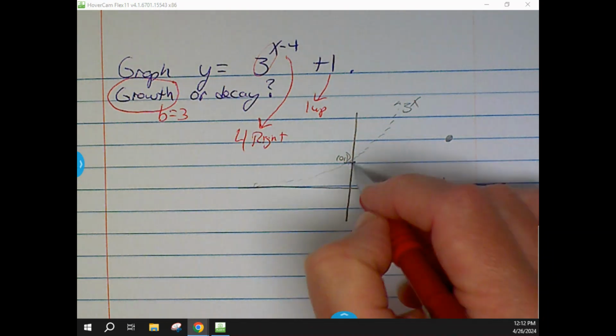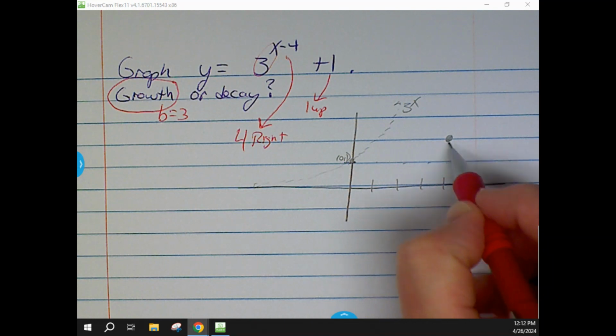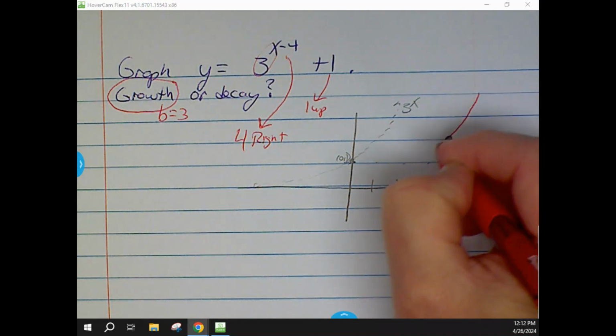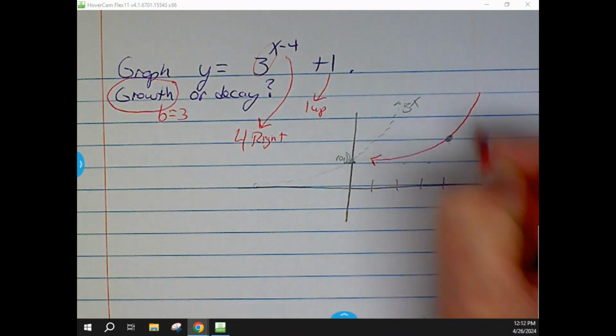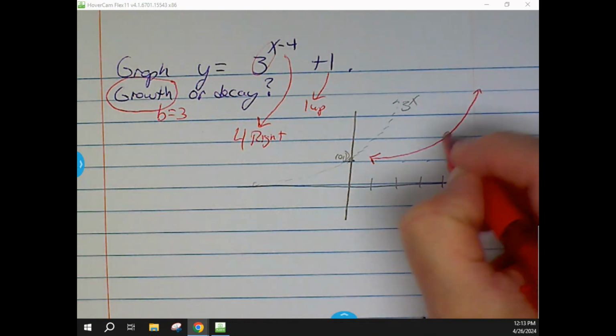So again, we're starting here and not at 0, 0. We go 1, 2, 3, 4 over, 1 up, and then we draw that graph. It looks like that. And that's what I'm looking for. If you have to sketch a quick graph on the test, I'm looking for: do you have this point that's here, and do you have the basic shape of it?